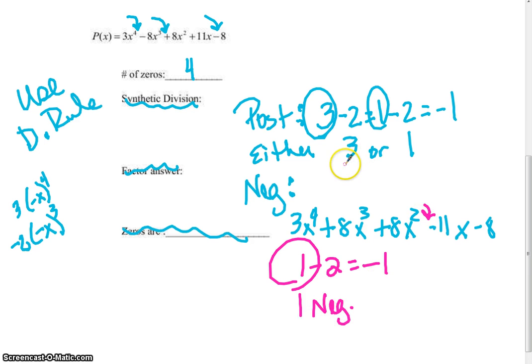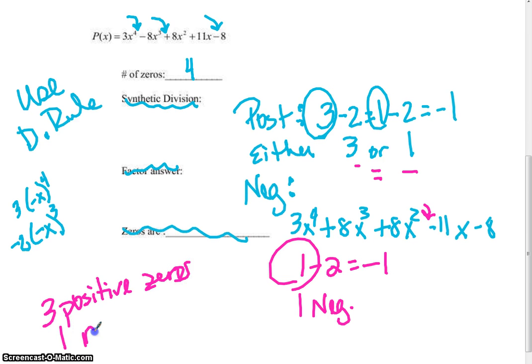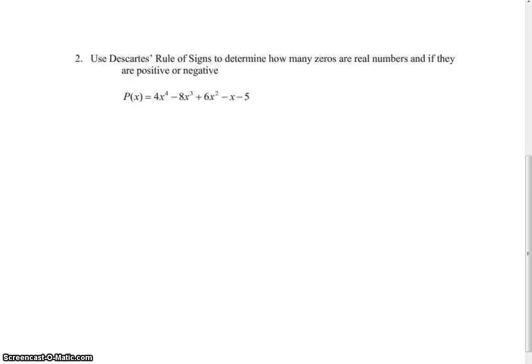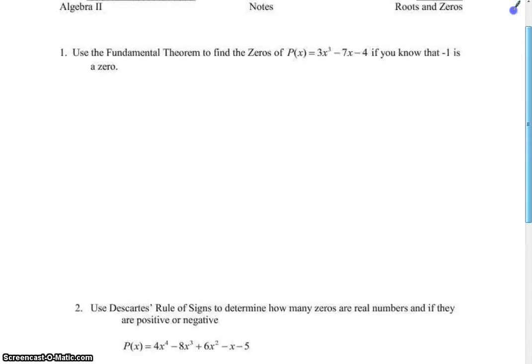Okay, I said there was either 3 or 1. I said there was a total of 4. If there's one negative, there must be 3 positives. So I'm going to have 3 positive zeros and 1 negative zero for my answer here. We're not actually going to find the solution, we're just describing what they're going to be. All right, go on to the next page. So that description was your answer, 3 positive, 1 negative.